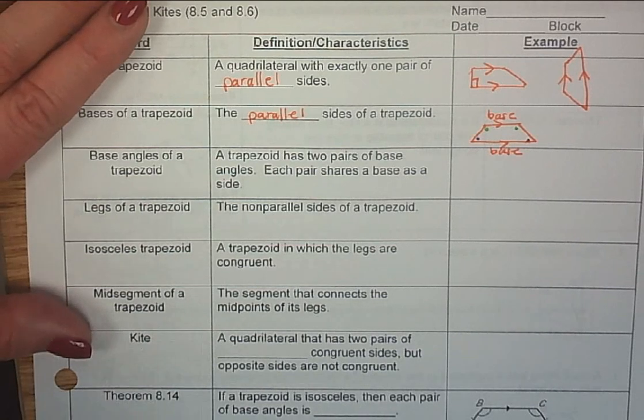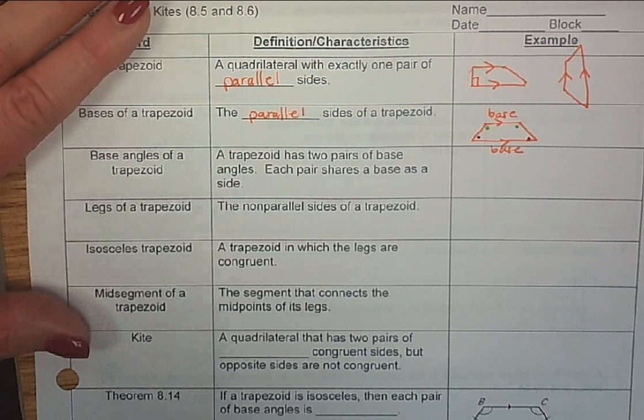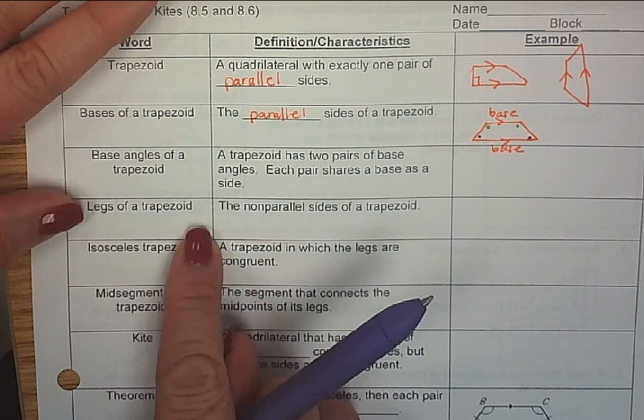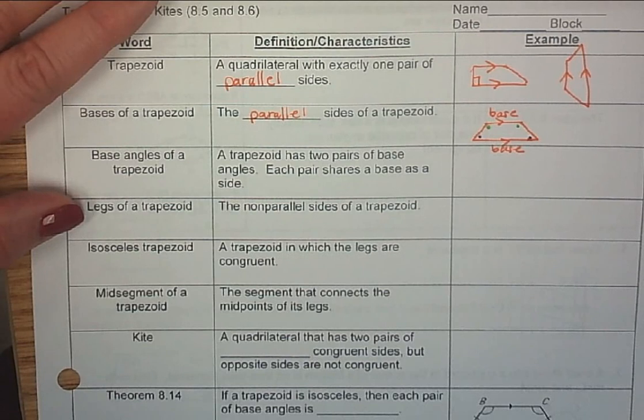Then we talk about the legs of a trapezoid. The legs are my non-parallel sides. So this side here is going to be a leg, and this side over here is going to be a leg.